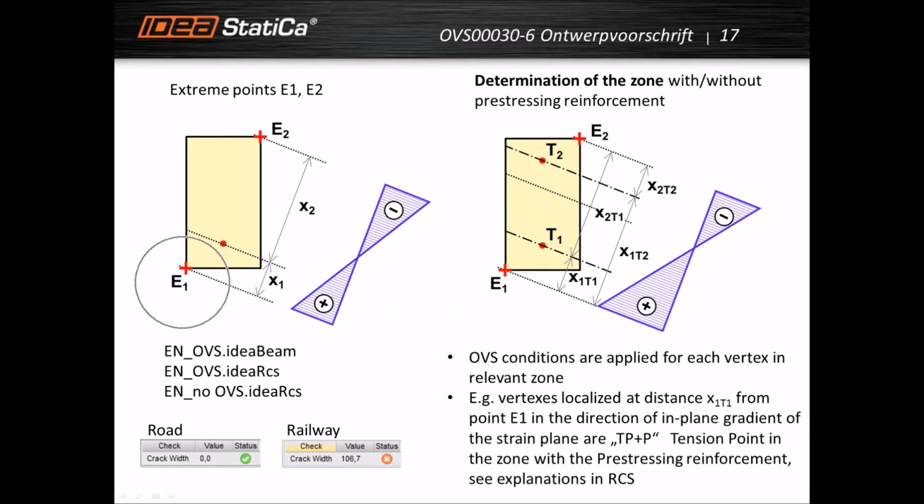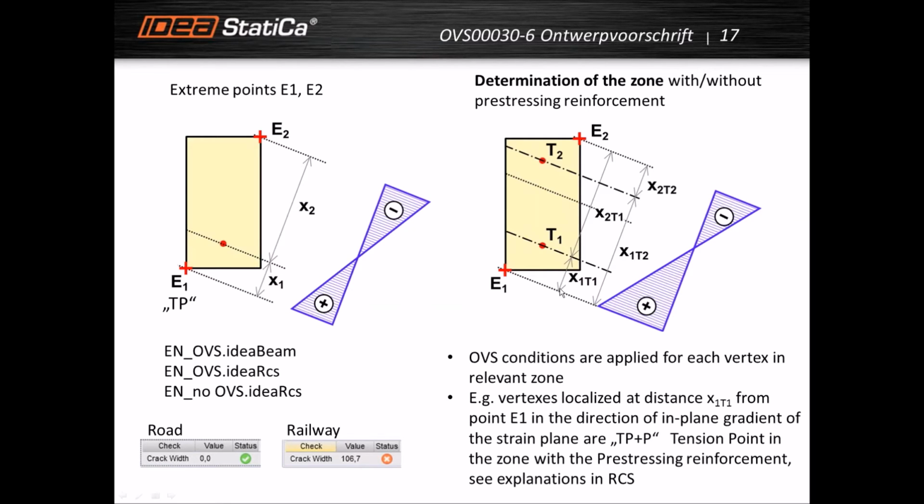So it means E1 is the tension point. You see, we call it TP, tension point, because it is a point, the extreme tension fiber in the cross section. Then we have to determine the zone, if it's with or without pre-stressing reinforcement. You can see here that the tendon T1 is in tension zone.